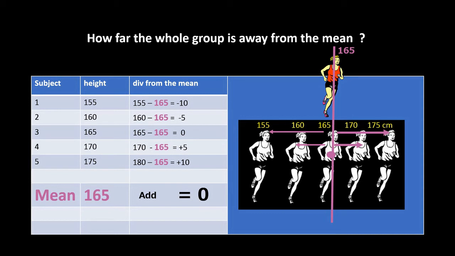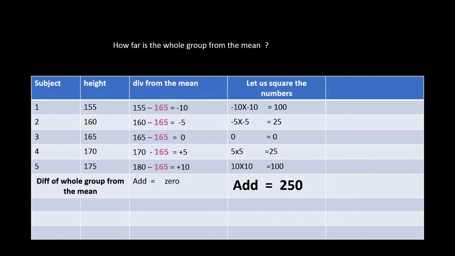Why is that? Because some of the values are with the minus and some of the values are with the plus. And this will always be the case. The mean is in the middle. Some of the values are below it, some of the values are above it, and they will cancel each other. So to get rid of this problem, we thought of squaring numbers to get rid of the minus sign.